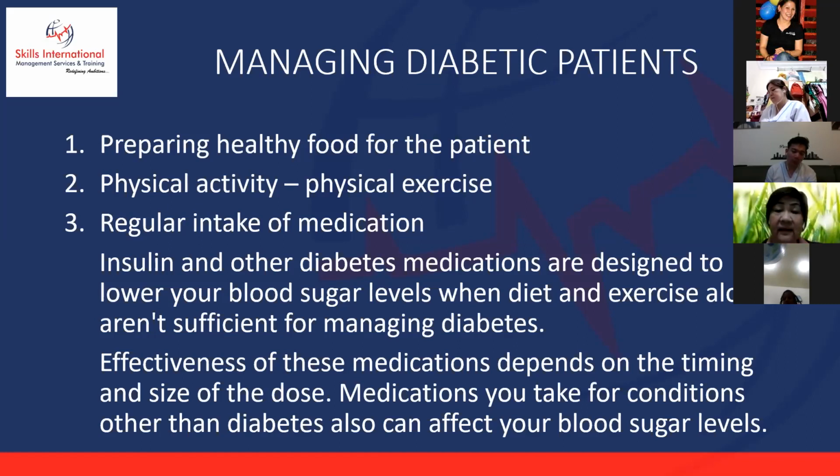Second is the physical activity or the physical exercise. And thirdly is the regular intake of medicine. Insulin, number one, and other diabetic medications are designed to lower blood sugar levels when diet and exercise alone are not sufficient enough to manage diabetes. So the effectiveness of these medications depends on the timing and the size of the dose. Medications you take for conditions other than diabetes also can affect your blood sugar level.